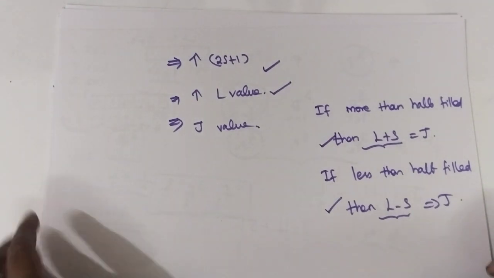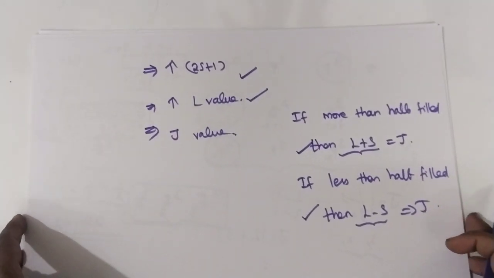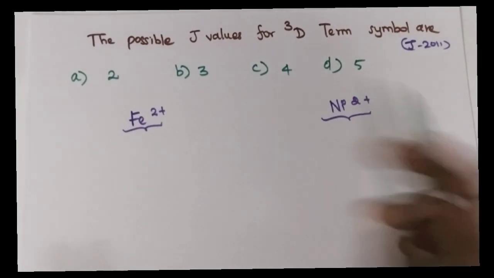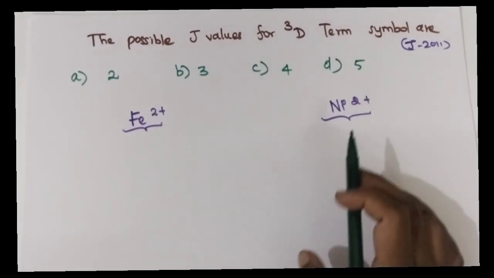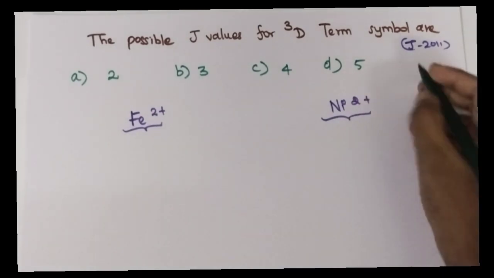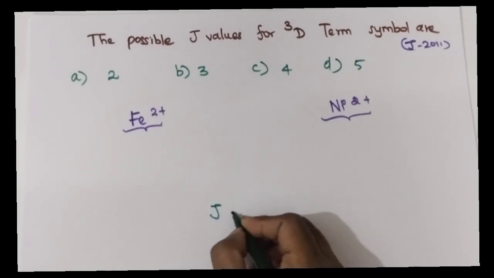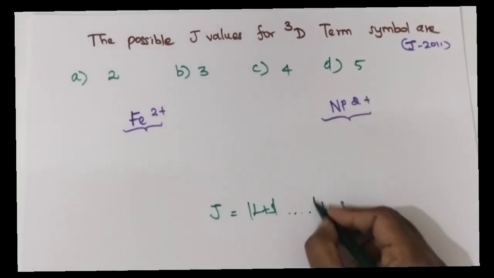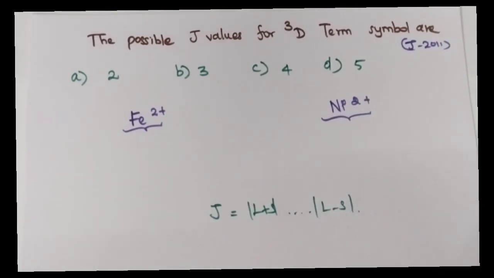So let us solve the previous year question. See, this is the previous year question. The possible J values for 3D term symbol. So they are asking the possible J values. How to find out the possible J values? J value is from L plus S to L minus S, right?